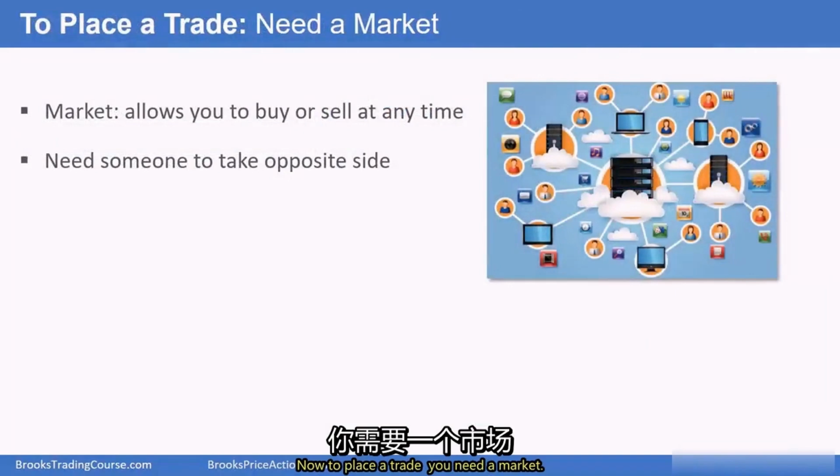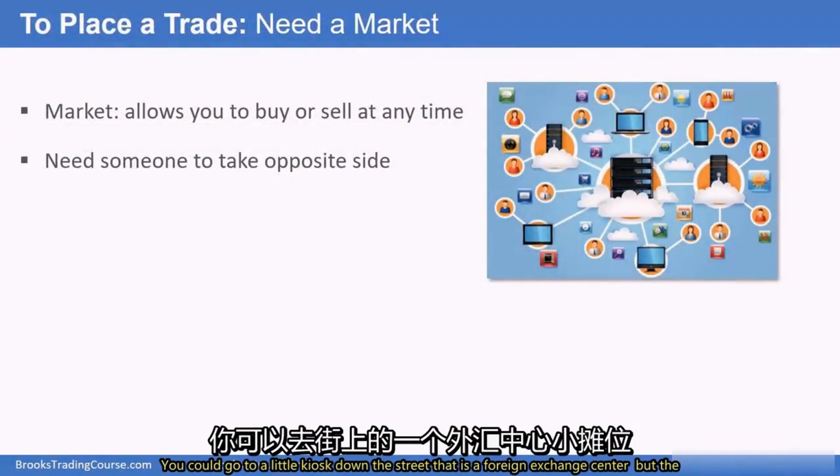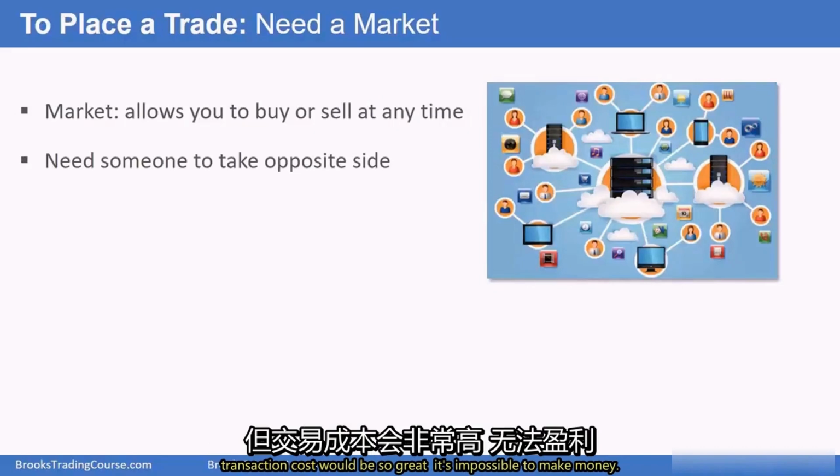Now, to place a trade, you need a market. You could go to a little kiosk down the street that is a foreign exchange center, but the transaction costs will be so great, it's impossible to make money.